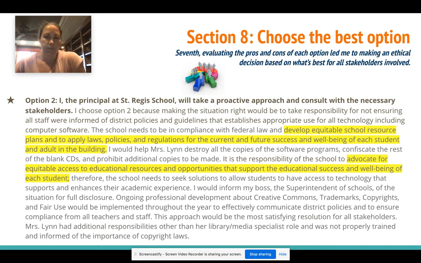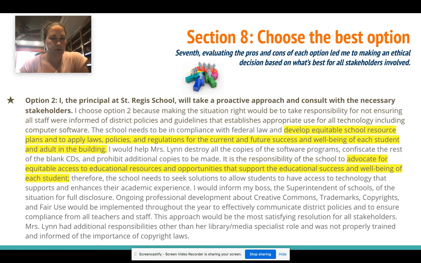Seventh, evaluating the pros and cons of each option led me to making an ethical decision based on what's best for all stakeholders involved. And that was the biggest thing: what's best for all stakeholders involved. So I picked option 2. I, the principal at St. Regis School, will take a proactive approach and consult with the necessary stakeholders.